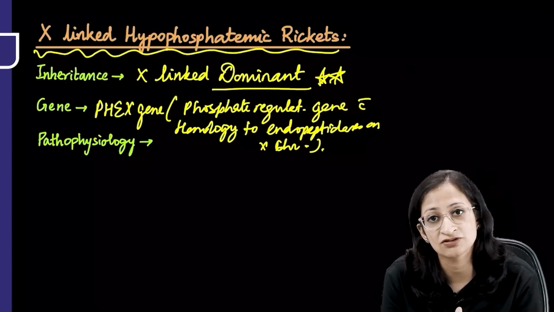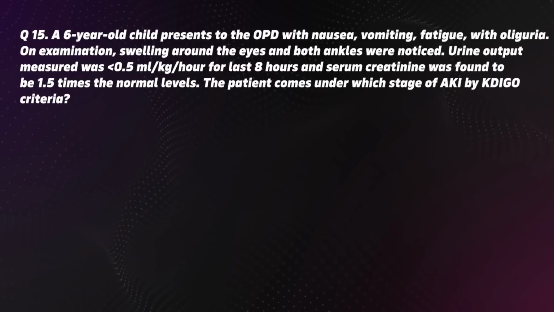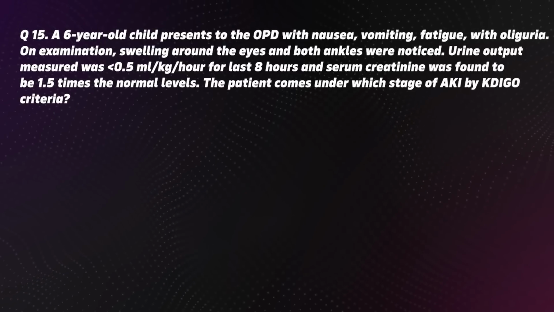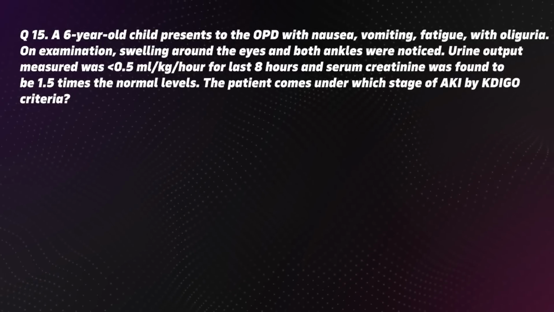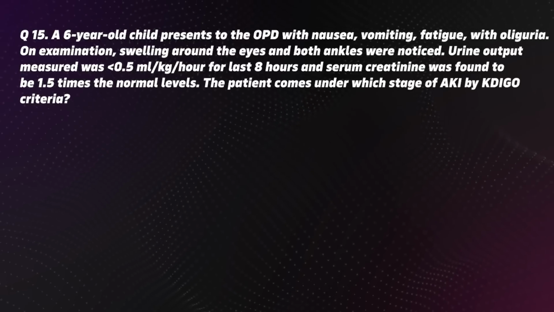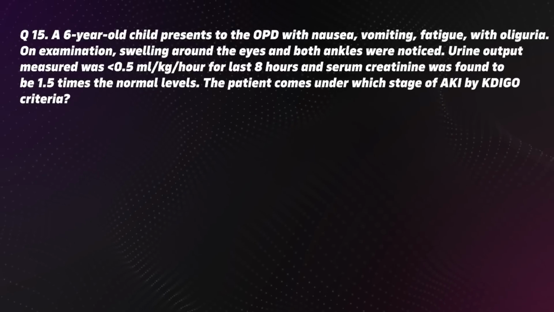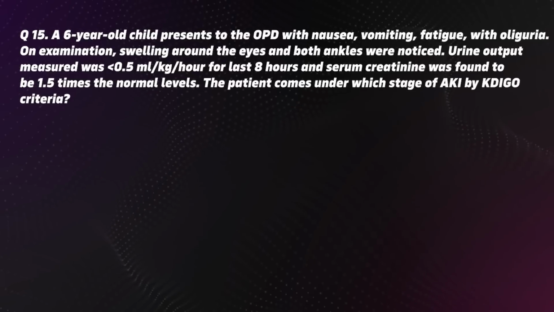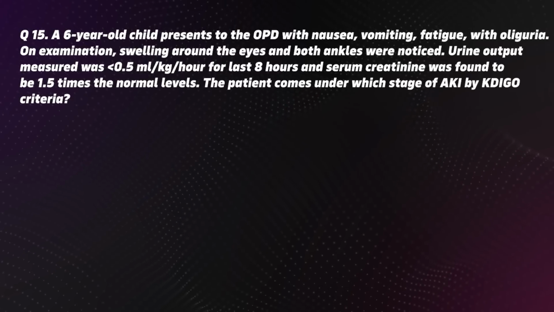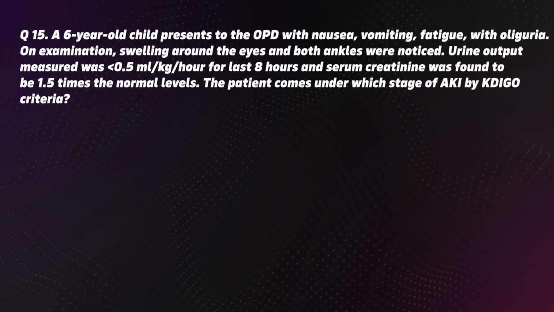Question 15. A 6-year-old child presents to the OPD with nausea, vomiting, fatigue, with oliguria. On examination, swelling around the eyes and both ankles was noticed. Urine output measured was less than 0.5 milliliter per kilogram per hour for the last 8 hours, and serum creatinine was found to be 1.5 times the normal levels. The patient comes under which stage of AKI by KDIGO criteria?